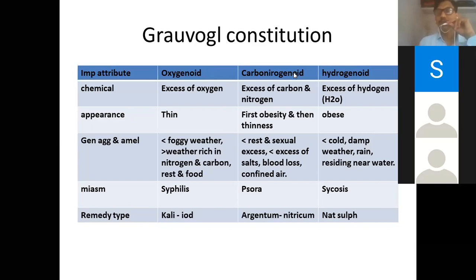And do not confuse yourself between the Hahnemannian miasm and this concept of Grauvogl. Grauvogl was historically the first to give this concept, and when later on Dr. Hahnemann evolved the concept of miasm, few homeopathic physicians compared Grauvogl's constitutions and the miasms in homeopathy, and they came to the conclusion that this hydrogenoid constitution is the same as the psychosis miasm, and the remedy type is Natrum sulph.